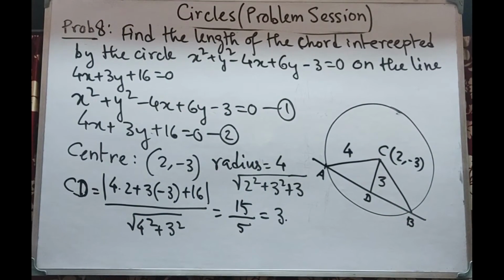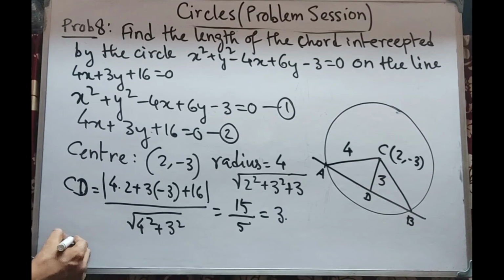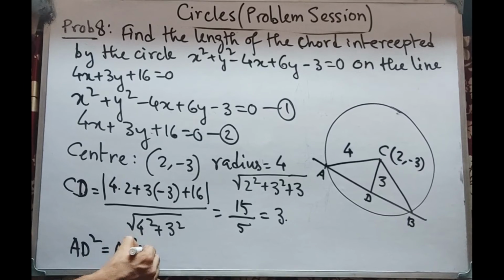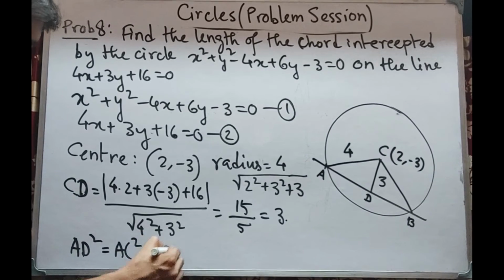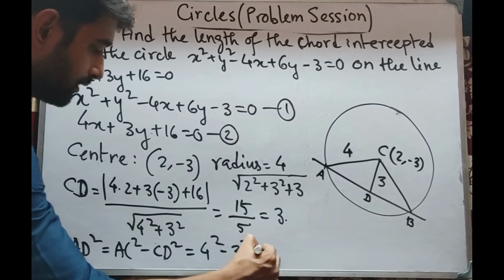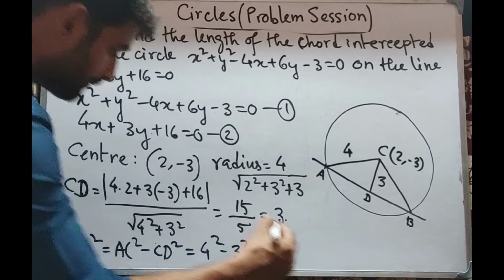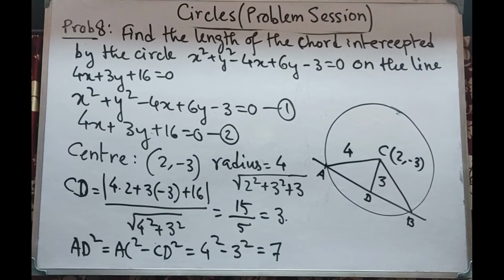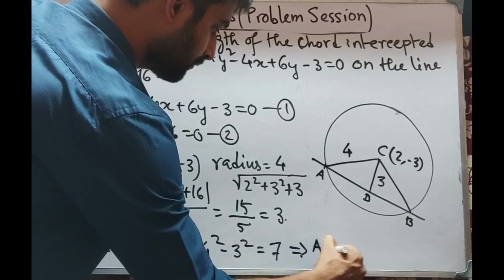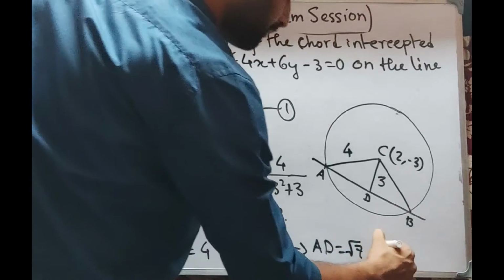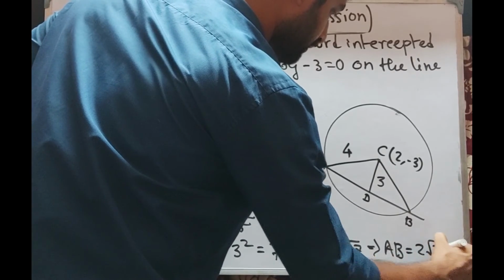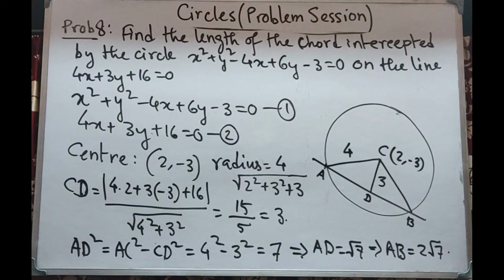So the next task is to find the value of AD. So we can easily say that AD square is equal to AC square minus CD square. So it's 4 square minus 3 square, that is 7. So we can say that AD is equal to root 7. That means AB, that is the length of the chord, is 2 root 7. And it is done.